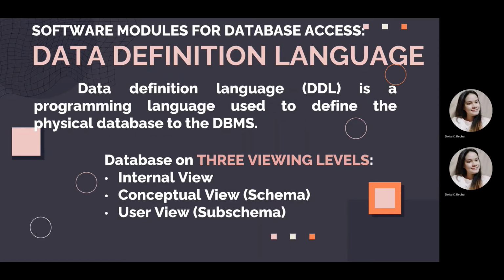The data definition language is a programming language used to define the physical database to the DBMS. The definition includes the names and the relationship of all data elements, records, and files that constitute the database. The DDL defines the database on three levels called views: the internal view, the conceptual view or schema, and the user view or subschema. So before going to the next software module, let's discuss first the three views of data definition language.